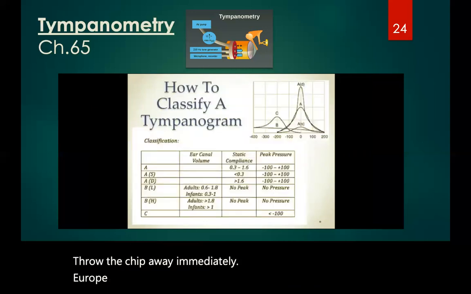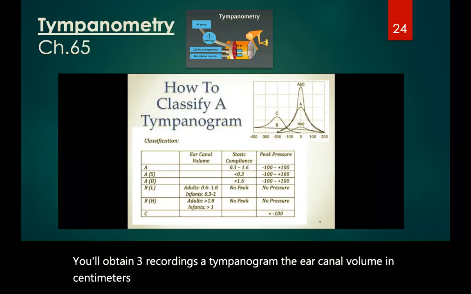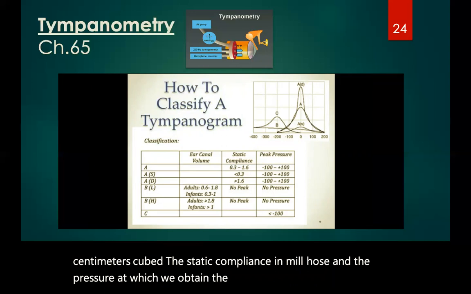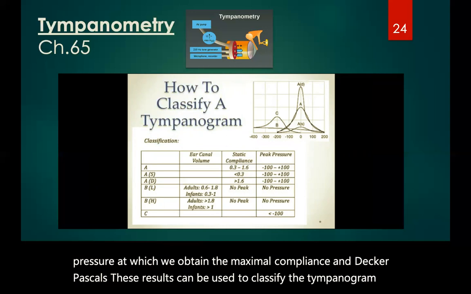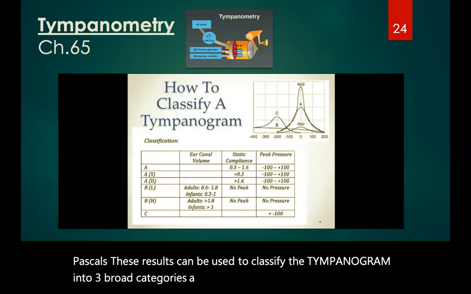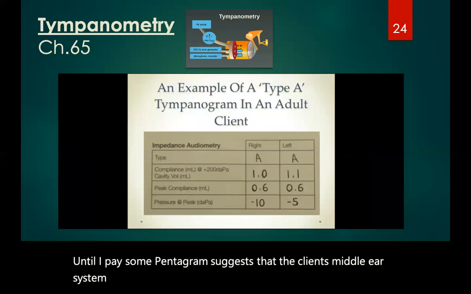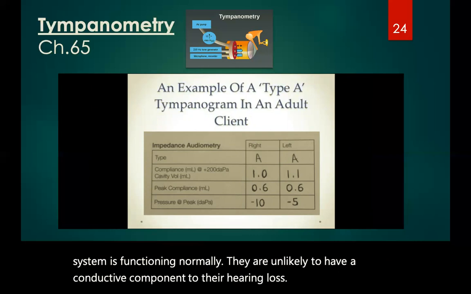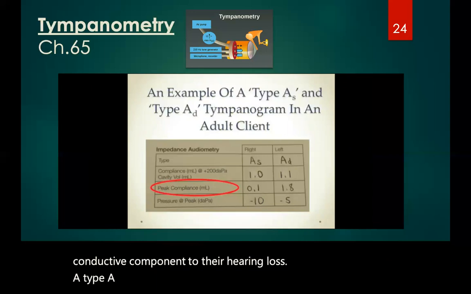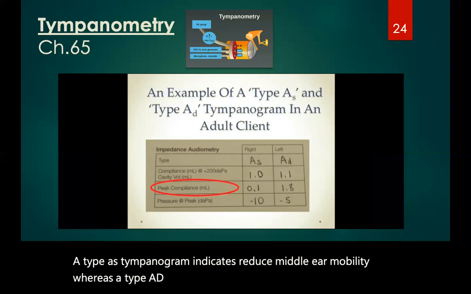You'll obtain 3 recordings from a tympanogram: the ear canal volume in centimeters cubed, the static compliance in millihos, and the pressure at which we obtain the maximal compliance in decapascals. These results can be used to classify the tympanogram into 3 broad categories, A, B, and C. A type A tympanogram suggests that the client's middle ear system is functioning normally. They are unlikely to have a conductive component to their hearing loss. A type AS tympanogram indicates reduced middle ear mobility, whereas a type AD indicates increased middle ear mobility.